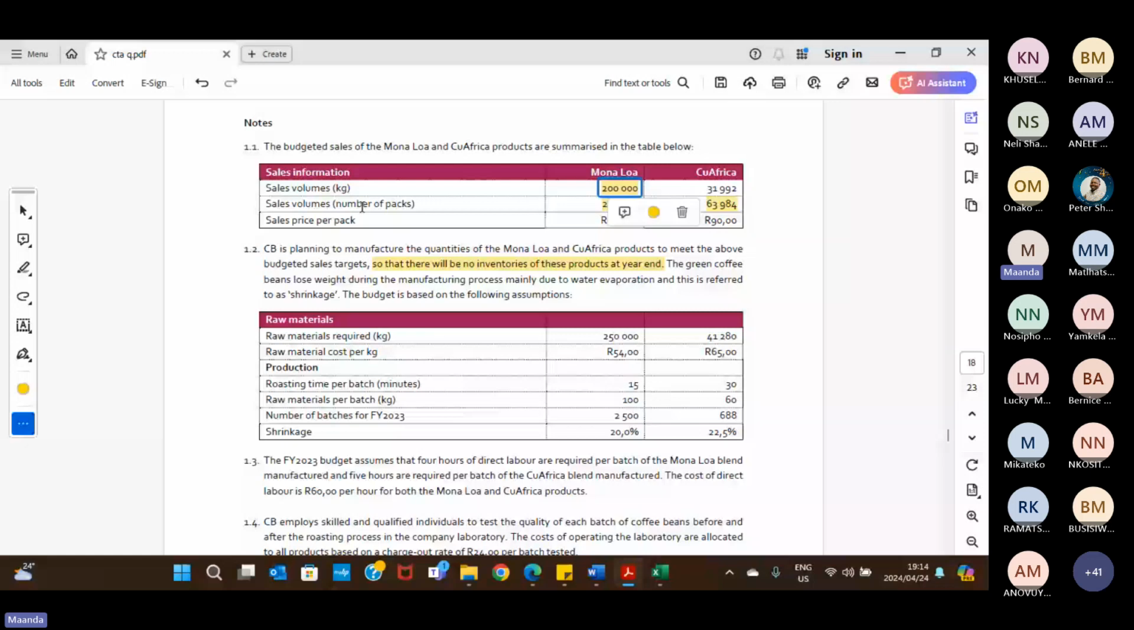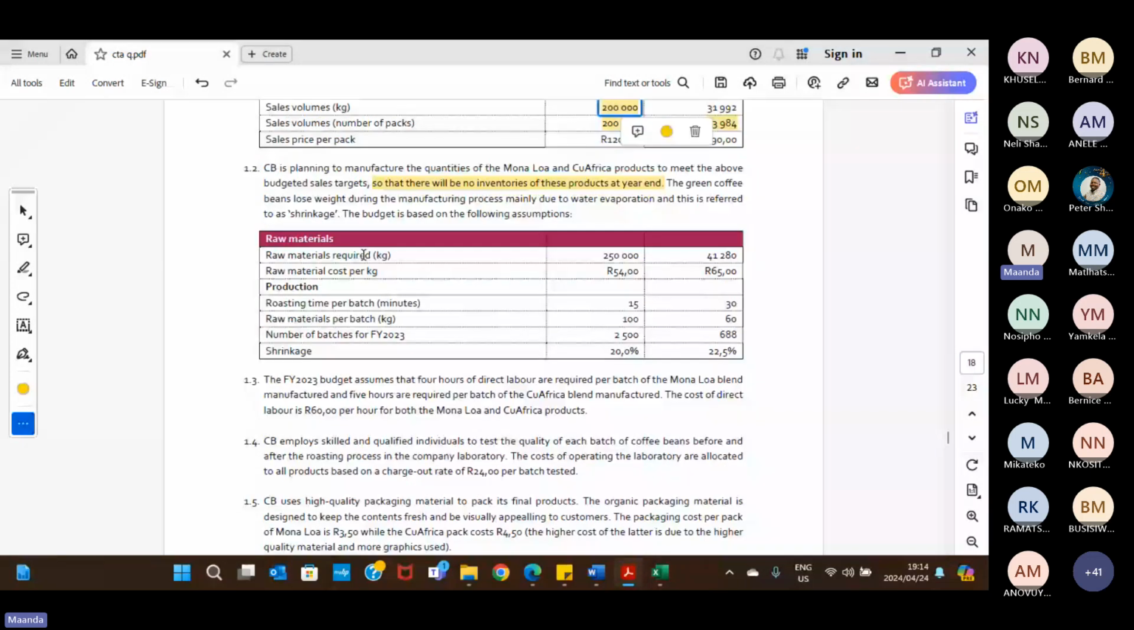Right? So it means that what I'm going to put in is not really what I'm going to get, but I know that what I get will be everything that I'm going to sell. So this becomes my output. That's fine. Then they give us the raw materials. They tell us the raw materials required is 250. And now it makes sense.